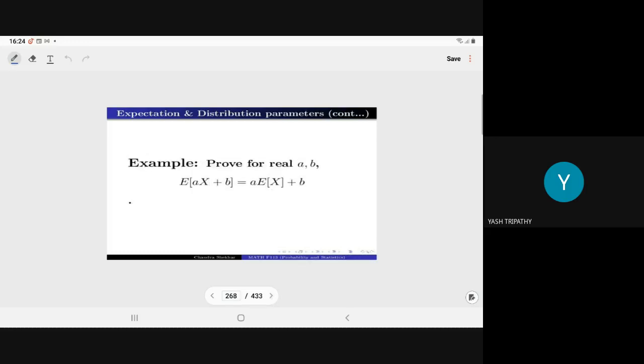Now prove that for real numbers a and b, E of ax plus b is equal to a E of x plus b. Expectation follows the linear property, meaning E of ax plus E of b. Since expectation follows the linear property, we can write it like this, and this can be written as a E of x, just by the previous theorem, plus b. So that is the proof of this.